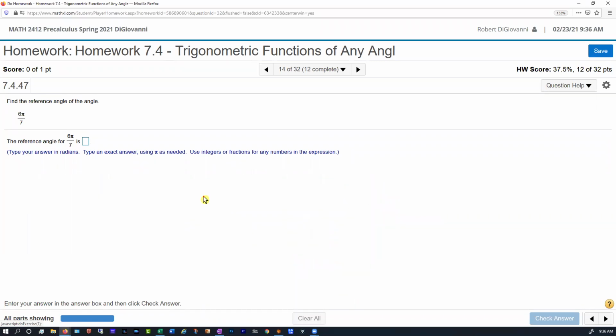6 pi over 7. So we have 6 pi over 7. This number right here, 6 divided by 7, is a little bit smaller than 1, so this is actually smaller than pi. That means the angle we're looking at doesn't quite get to pi. It stops right about there. That's the angle 6 pi over 7. We're trying to find this angle right there.